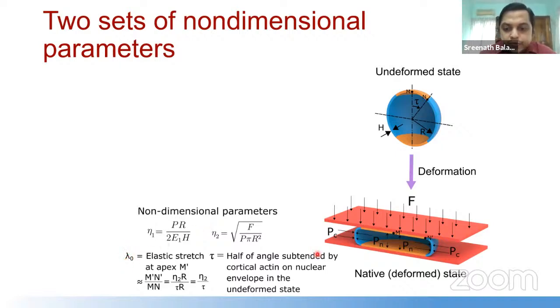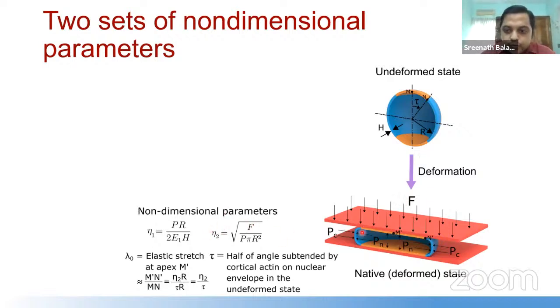Now, what is lambda 0? Lambda 0 is the stretch at the apex, that is the deformed length divided by the undeformed length at that point. So that is the elastic stretch at the apex point. And just to say, eta2 is actually a measure of the area of the flat region. This is the radius normalized, so this is the radius of the flat region divided by the radius of the undeformed sphere.